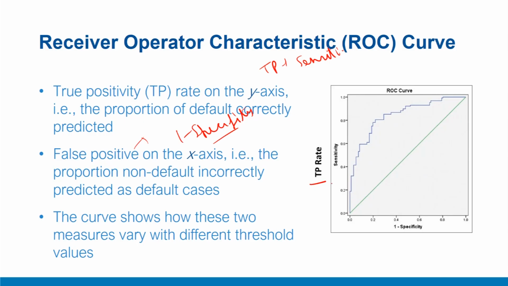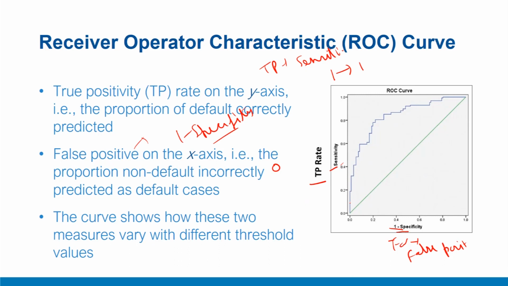Now let us plot true positive and false positive rates on the y and x axes respectively. True positives are essentially the proportion of default cases, that means ones correctly classified as ones, or sensitivity. False positives are non-default cases, that means zeros in our case, incorrectly predicted as default cases or ones, which is also 1 minus specificity. So on the x-axis we have false positives and on the y-axis we have true positives. So sensitivity on the y-axis and 1 minus specificity on the x-axis.